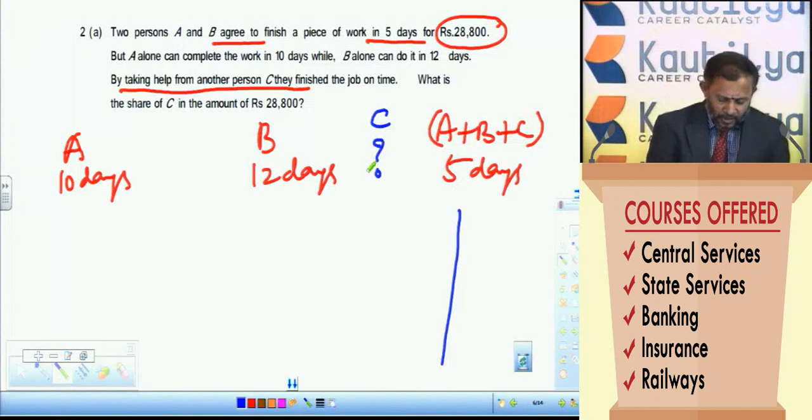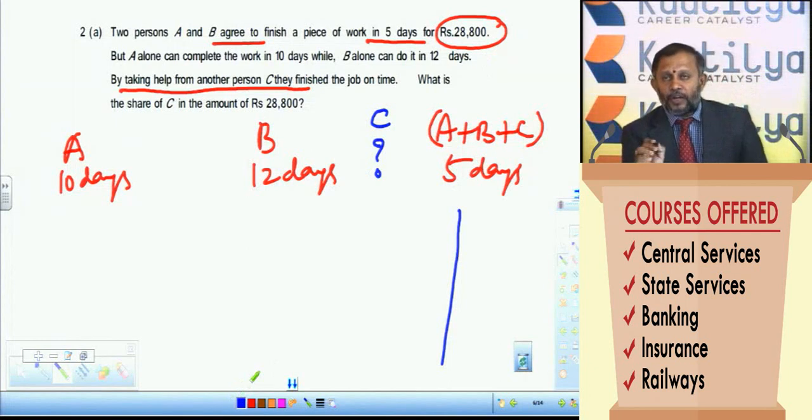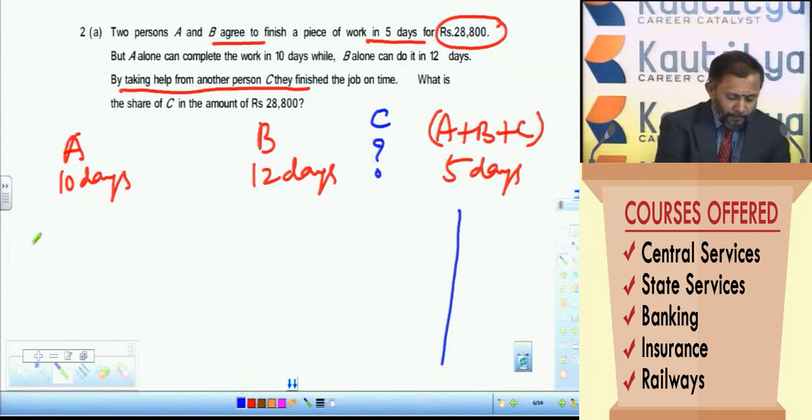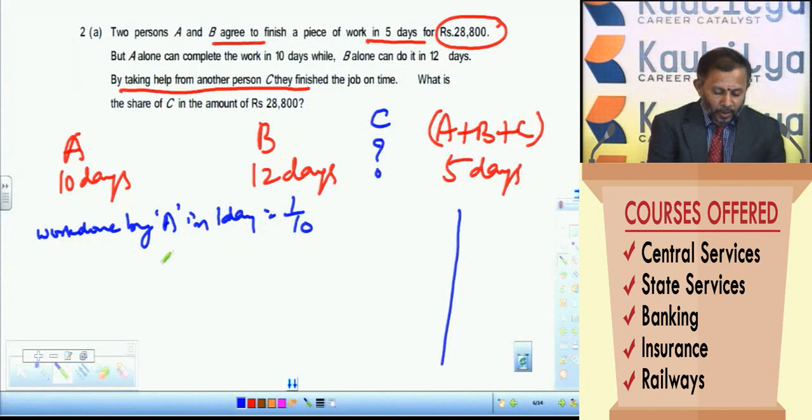So therefore here what you have to write is, 28,800 is the total amount. A can do the work in 10 days, B can do the work in 12 days, and we have to calculate in how many days C alone can do the work. Therefore we have to write in detail: work done by A in 1 day, that is 1 by 10. Work done by B in 1 day, that is 1 by 12.